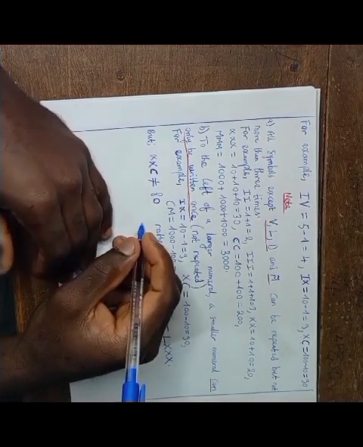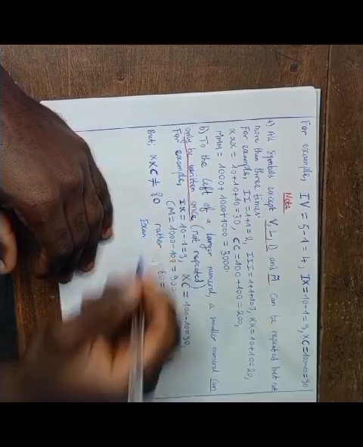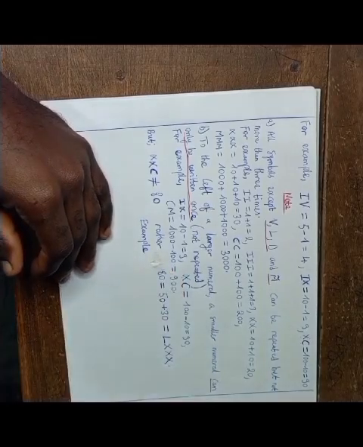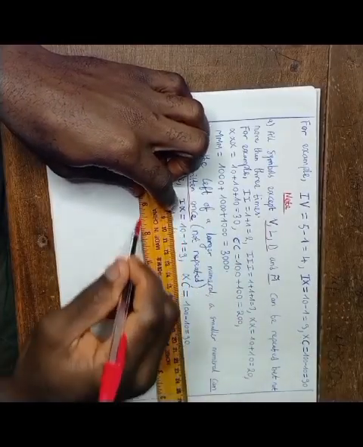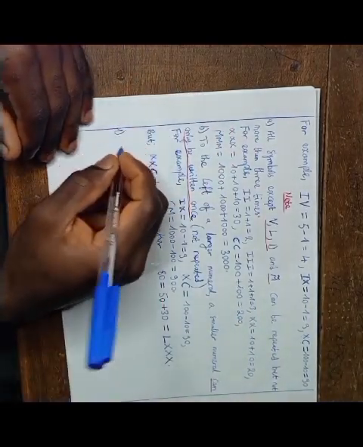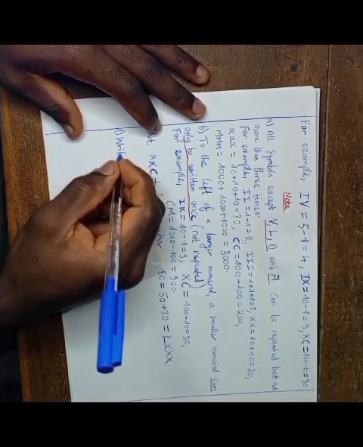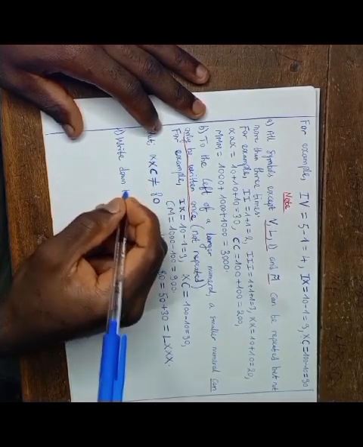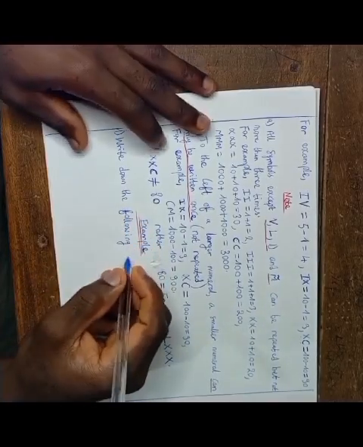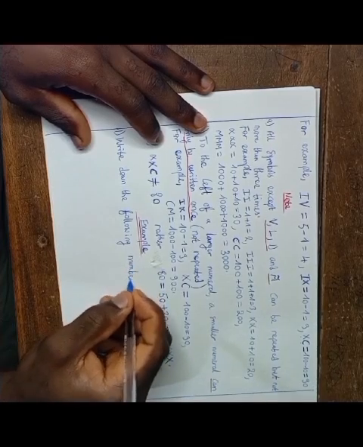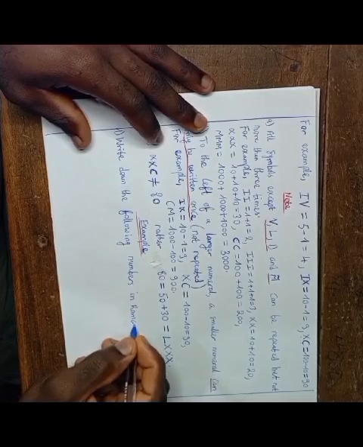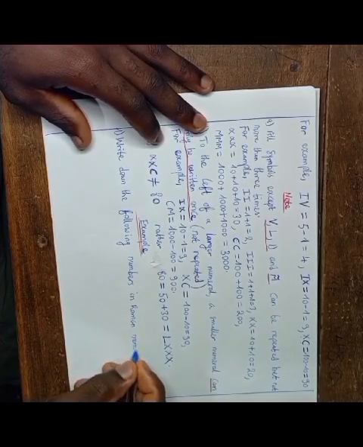Next, let's take examples on this. I also write example using a red pen. Let me just underline it using a red pen. Example. Question 1 says, write down the following numbers in Roman numerals.